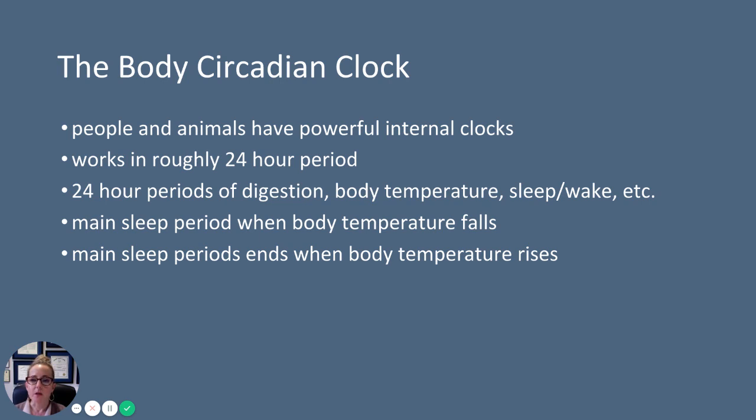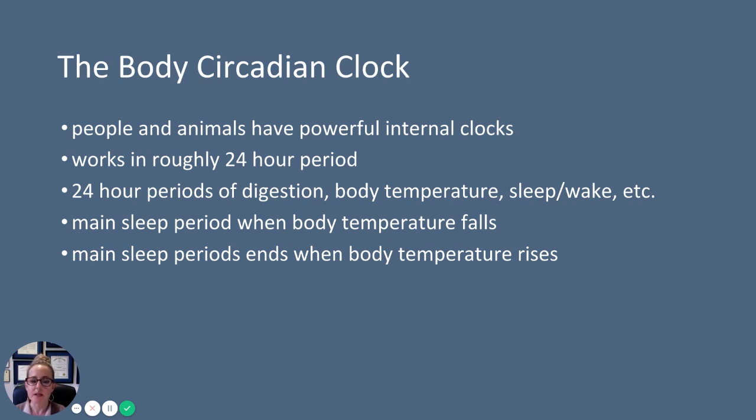More commonly, you'll hear about something called circadian rhythms or the body's circadian clock. So people and animals have this powerful internal clock which tells them when to be awake and when to be asleep. And it works in a 24-hour period. Now, some animals are more awake at night than during the day. So if any of you have cats, you know that cats are often kind of nocturnal, and they're awake more in the evening when it's dark than in the day.